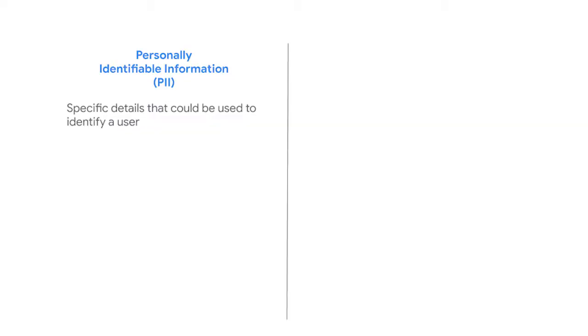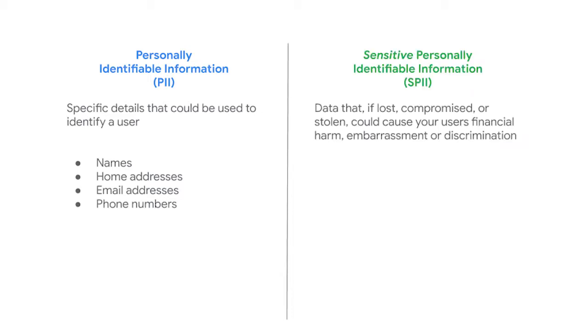Now let's discuss what user data needs protecting. There are two main types of data you need to protect. The first is personally identifiable information, or PII. This is made up of specific details that could be used to identify a user. This includes names, home addresses, email addresses, and phone numbers. The other type of data is sensitive personally identifiable information, or SPII, and it's even more critical.